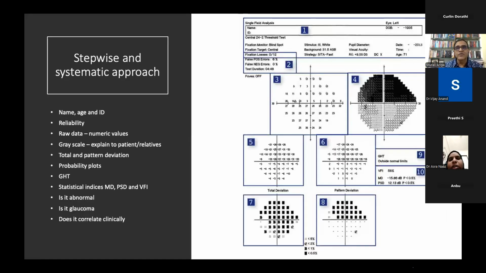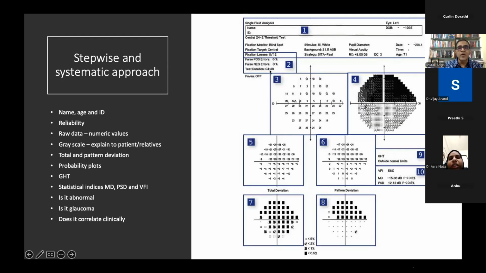When you interpret a visual field, make sure you interpret systematically and stepwise. Of course, the patient data is the most important. Make sure you're reading the correct patient's field report, because sometimes field reports get switched and somebody else's report gets into the file. So make sure you're reading the correct patient's field, ID, name, age and so on. The second step is to see if the patient has done the test well and has fixated well. Are there false positives, false negatives? Generally, we accept about 20-25% fixation losses; less than 20% is ideal. And false positives and false negatives generally should not exceed one third.